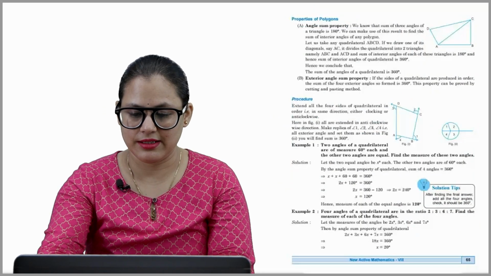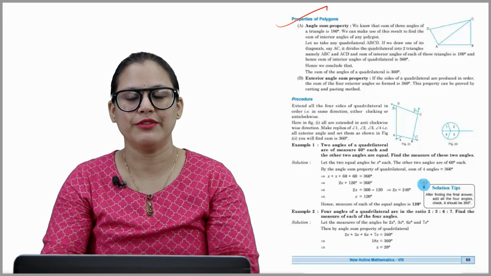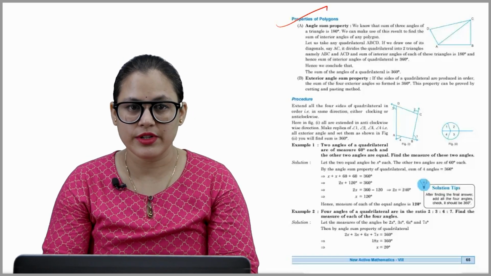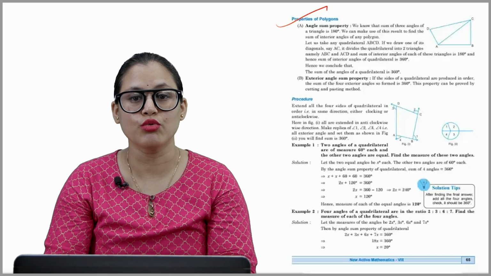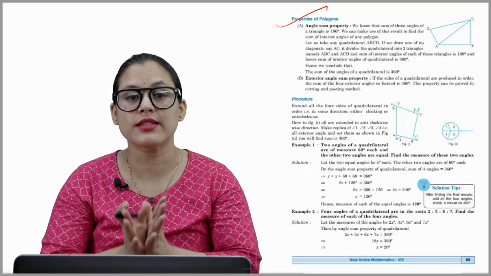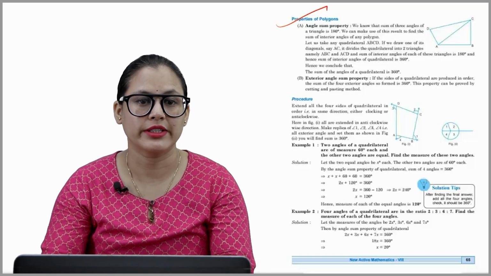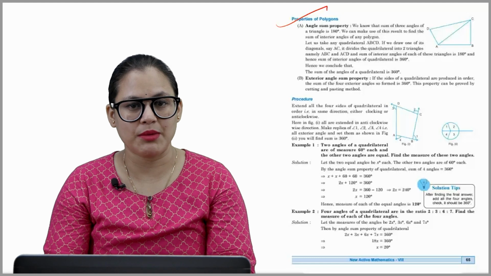Properties of polygons. A. Angle sum property. We know that the sum of the three angles of a triangle is 180 degrees. We can make use of this result to find the sum of interior angles of any polygon. Let us take any quadrilateral ABCD.